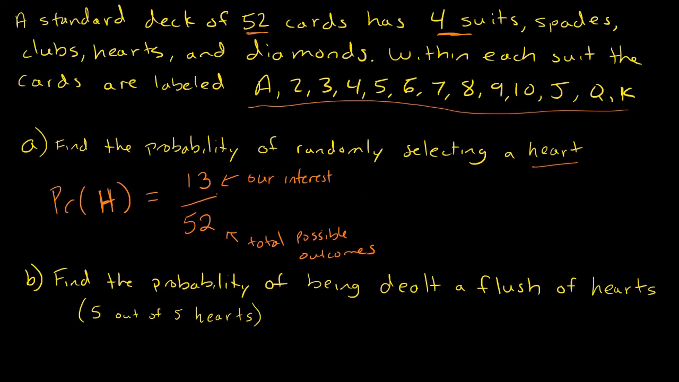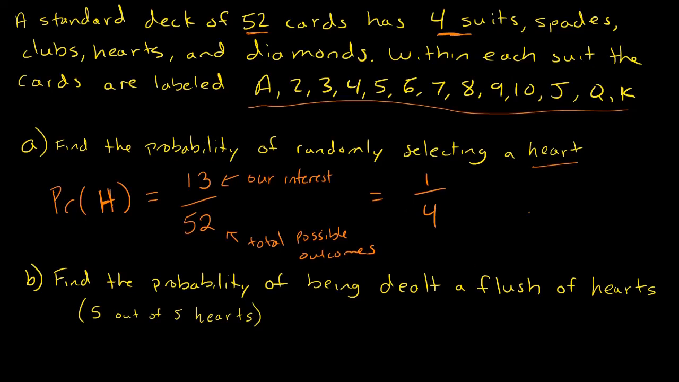Of course, 13 over 52 can be simplified into 1/4, which also makes sense because there are 4 suits and they each have 13 cards. So you basically have a 1 out of 4 chance of getting one of these 4 suits when you randomly select a card.